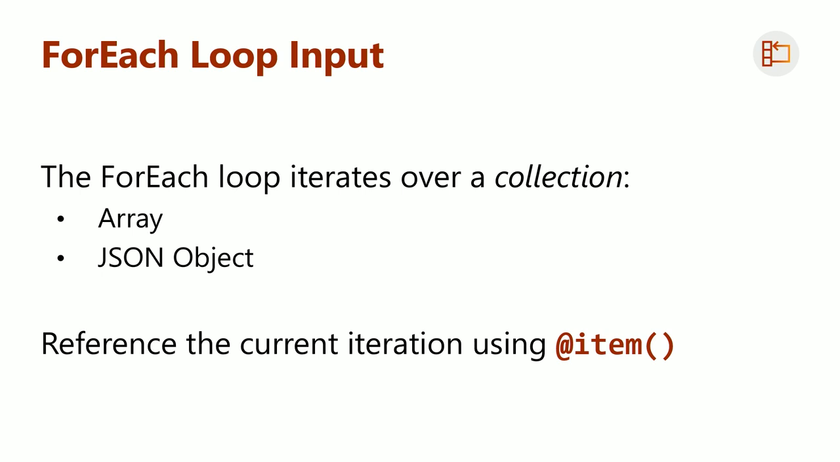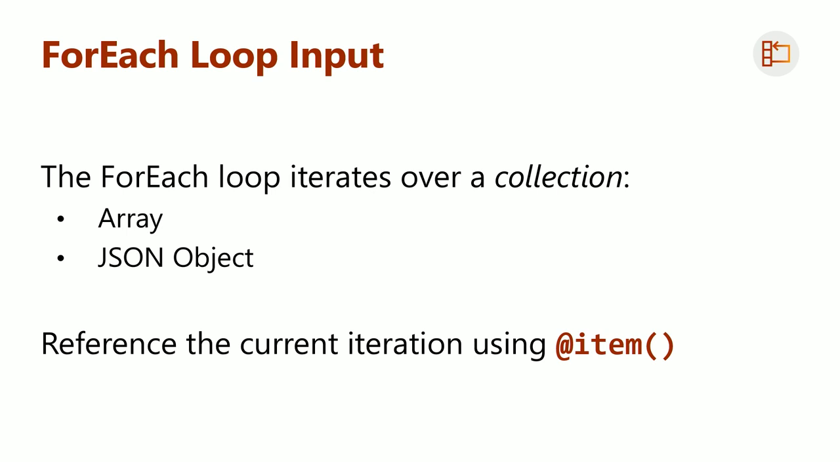And that loops over a collection. There can be two different types of collections in there. The first one is a very simple array where you just have an array of values, or it can be a JSON object. That can be kind of complex, where you have different types of key value pairs. It can be nested and so on. We're going to look at an example of how that works in the next demo.